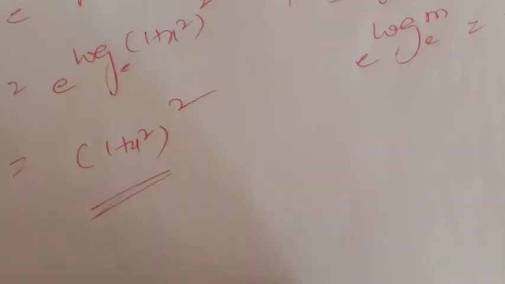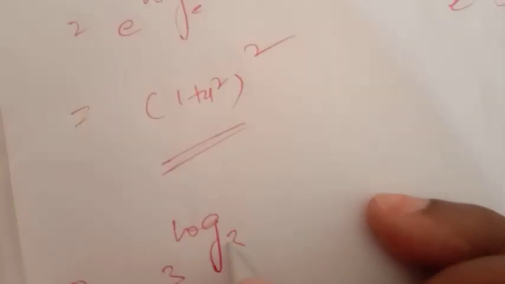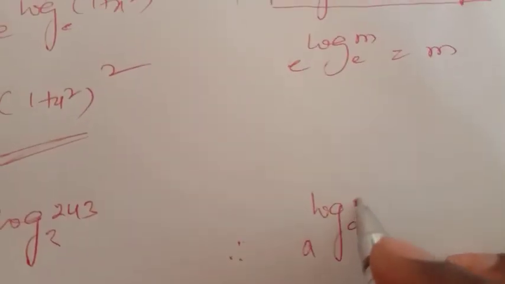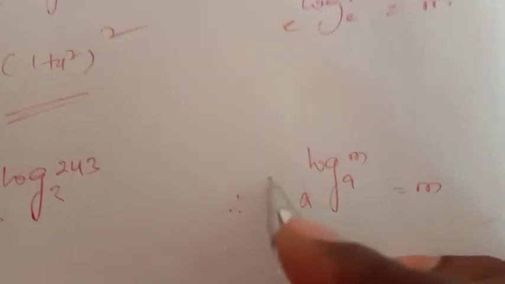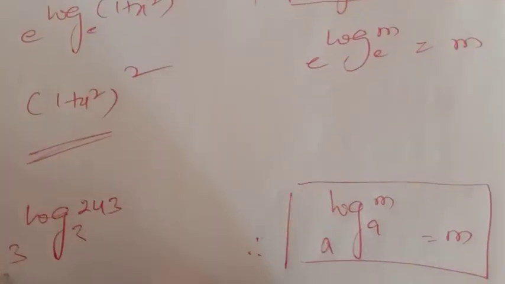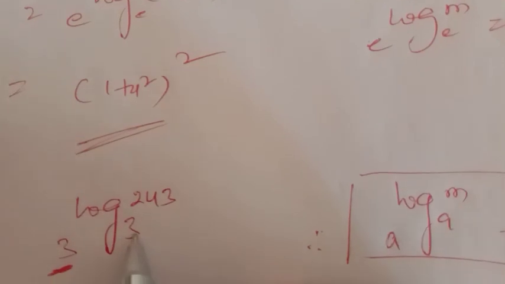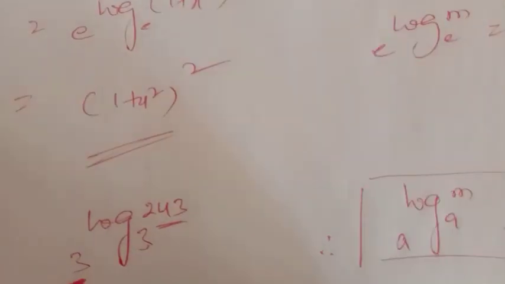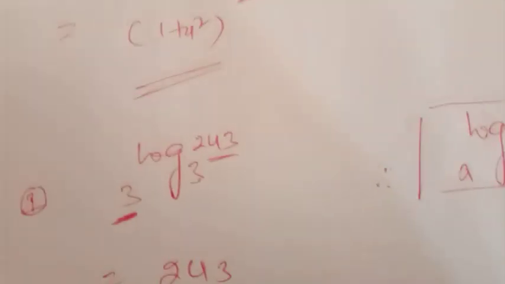And next problem, 3 power log 243 base 3. Here we have the formula a power log a base m equals m. Here a equals 3, value 243. Substituting this formula, we get 243 as the answer of this problem.